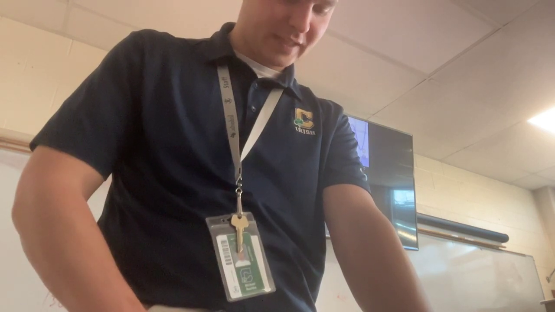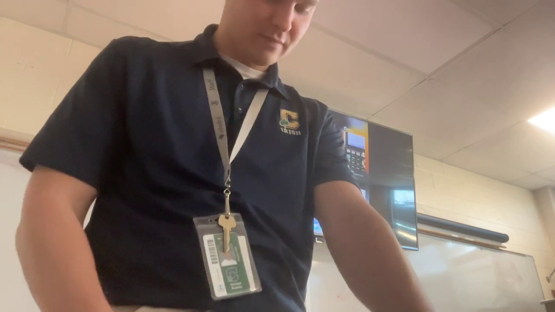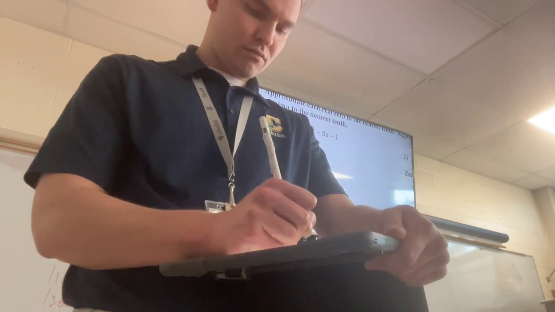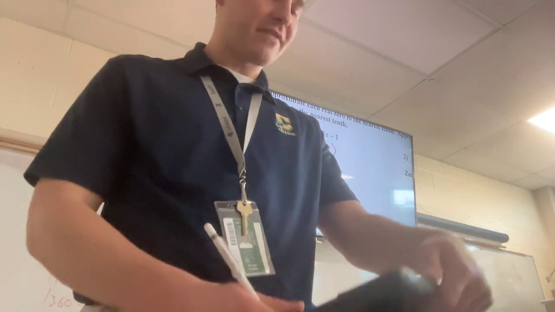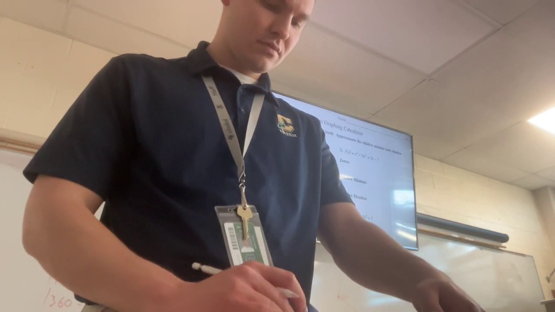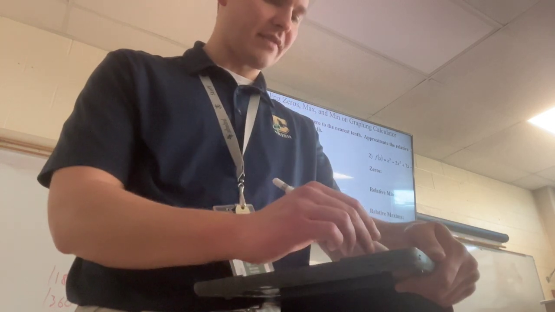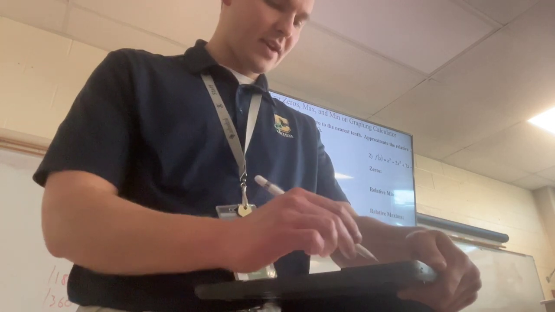All right, and there's my first zero, negative 1.655. So negative 1.655 comma zero. Does it matter what we got? It says to the nearest tenth, so I should do 1.7, sorry. Negative 1.7.